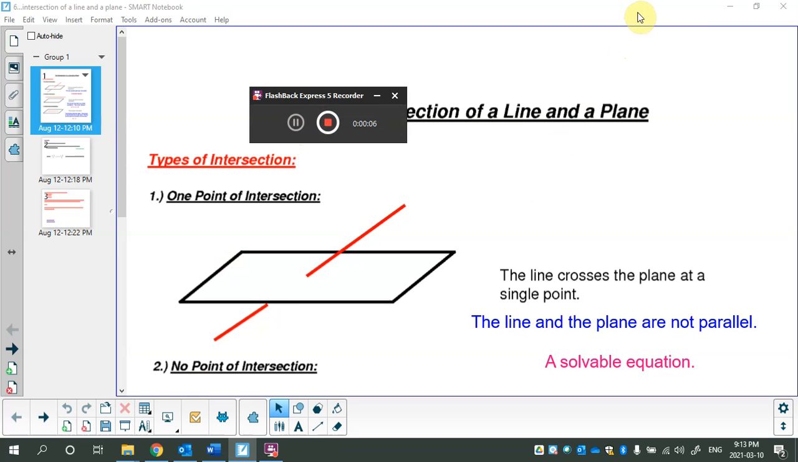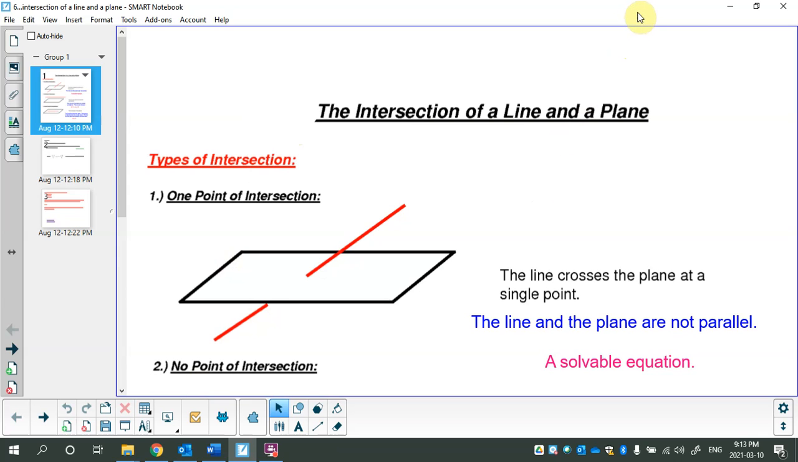Things you've been taught before today: how two lines intersect on a grid in two space. That was grade 10, elimination and substitution.